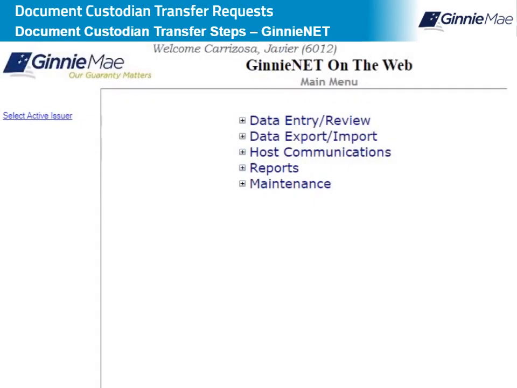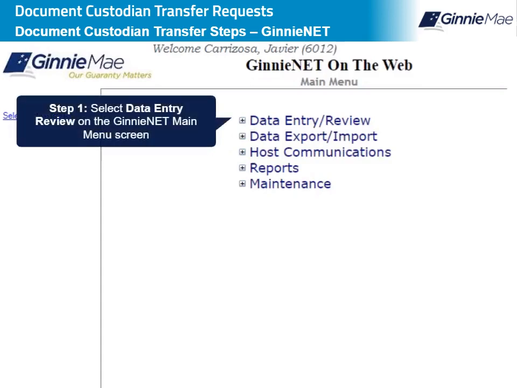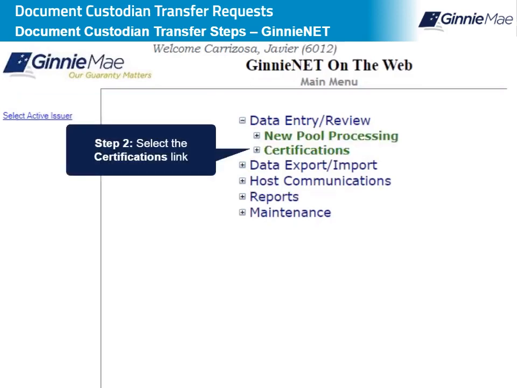Now that you know the 4 options for document custodian transfer requests, you will navigate to the link in GinnieNet. Follow these steps to access the document custodian transfer screen. Step 1. Select Data Entry/Review on the GinnieNet main menu screen. Step 2. Select the Certifications link.